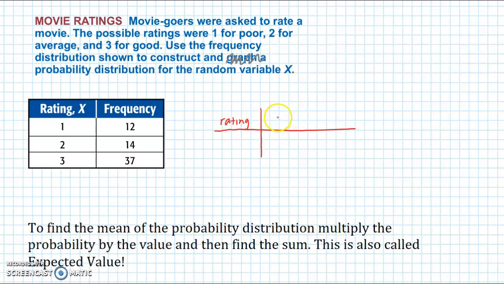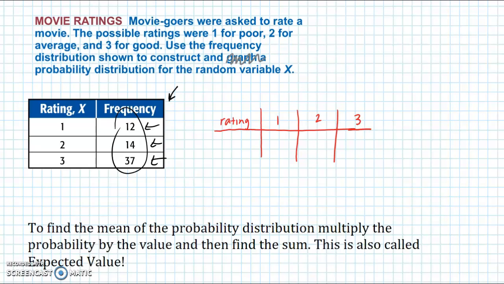And my rating could be a rating of 1, a rating of 2, or a rating of 3. And then my frequency. So this is my frequency. This is not my probability. So be careful here. This is just telling you how many individual people voted those things. So first, let's calculate a total.